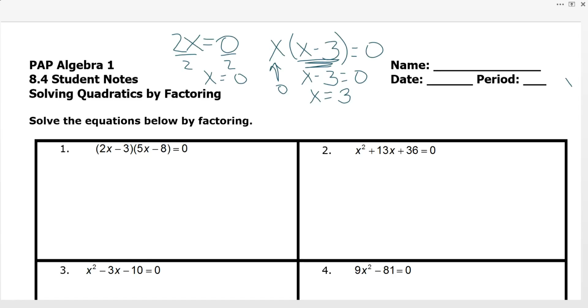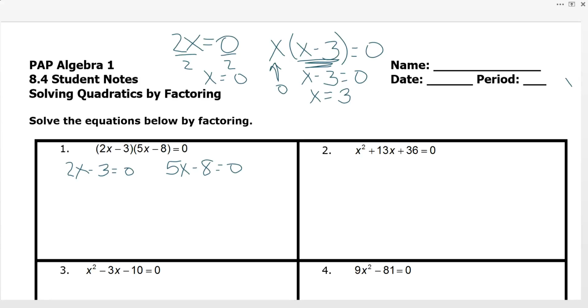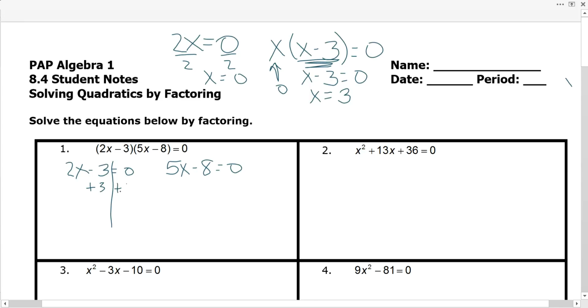It's already been factored. So all we're doing is looking at our x values. I either need 2x minus 3 to be equal to 0, or I need 5x minus 8 to be equal to 0. Once one of those is equal to 0 and I'm multiplying, my whole equation is equal to 0, which is what I want. So if I'm going to solve for x, I'm going to add 3 to both sides. 2x is equal to 3. I'm going to divide both sides by 2. X is equal to 3 over 2.